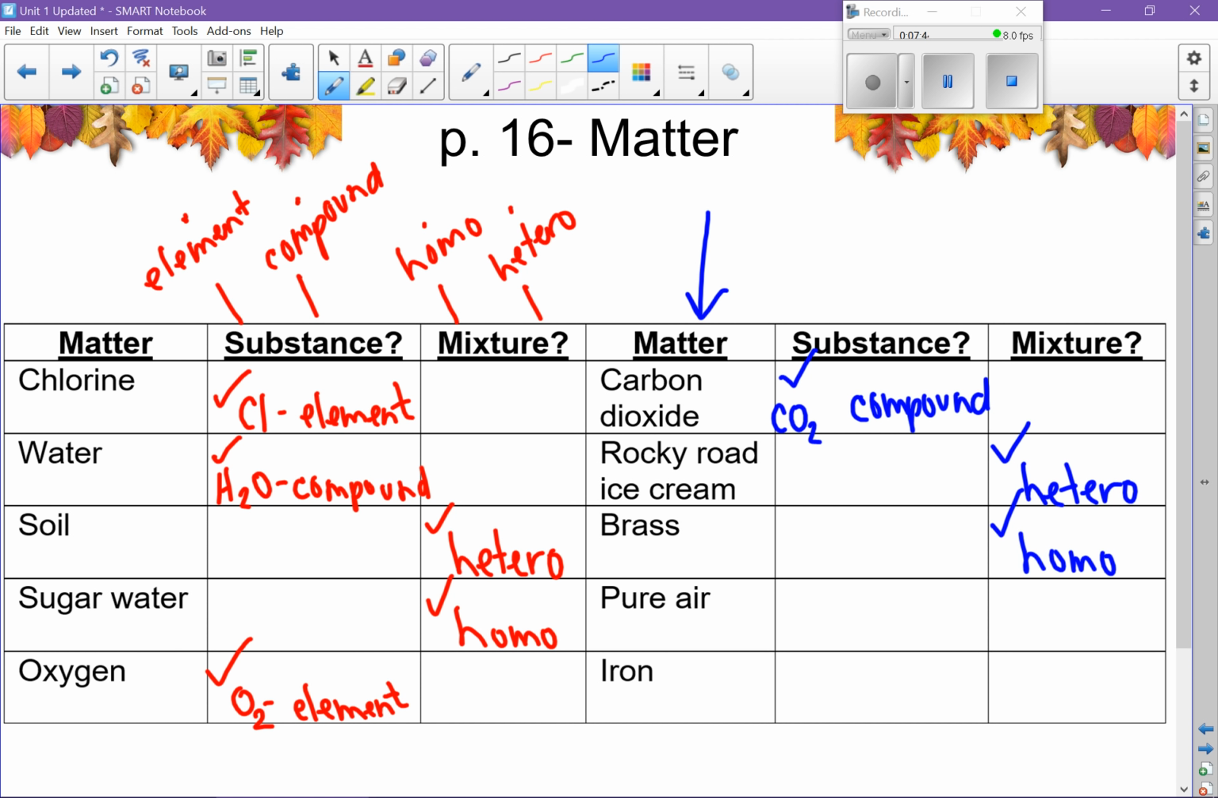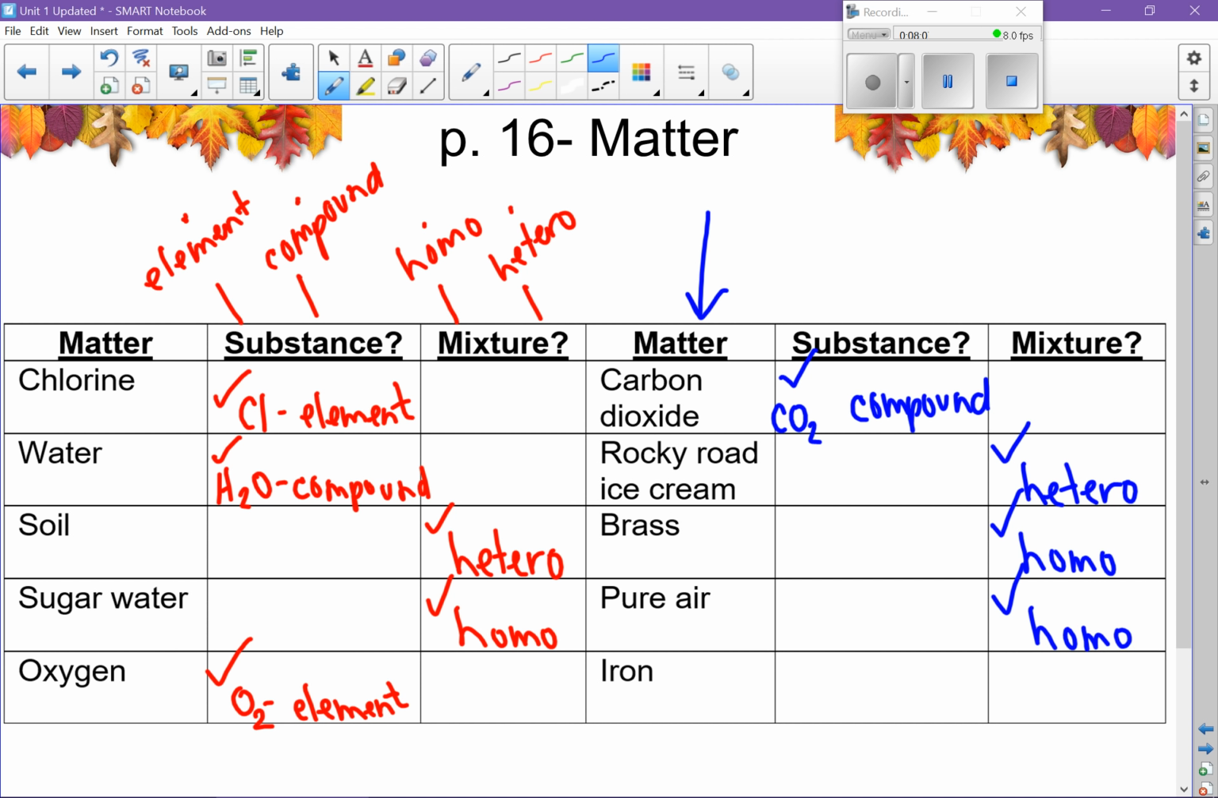Pure air is what you're breathing right now, and we breathe in lots of things. There's oxygen floating out there, there's nitrogen, there's hydrogen, there's carbon dioxide, there's water, so it's a mixture of many different things. But no matter where I look around me right now, the air all looks the same. That makes it a homogeneous mixture.